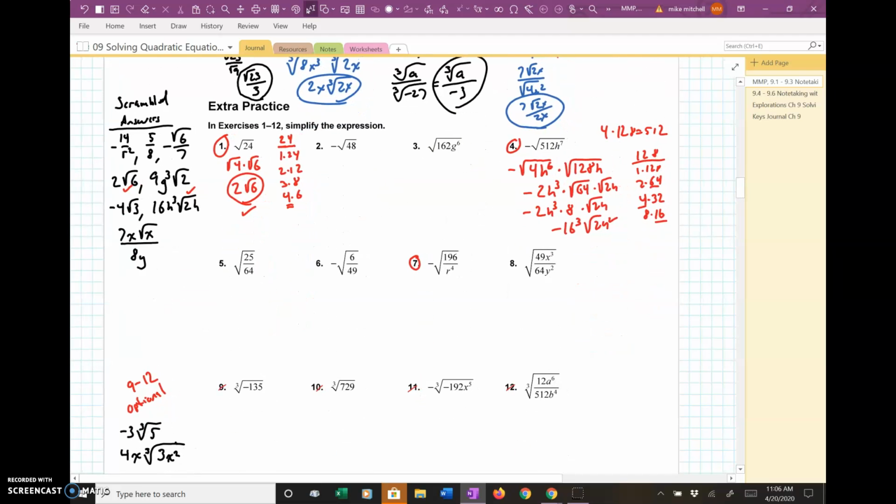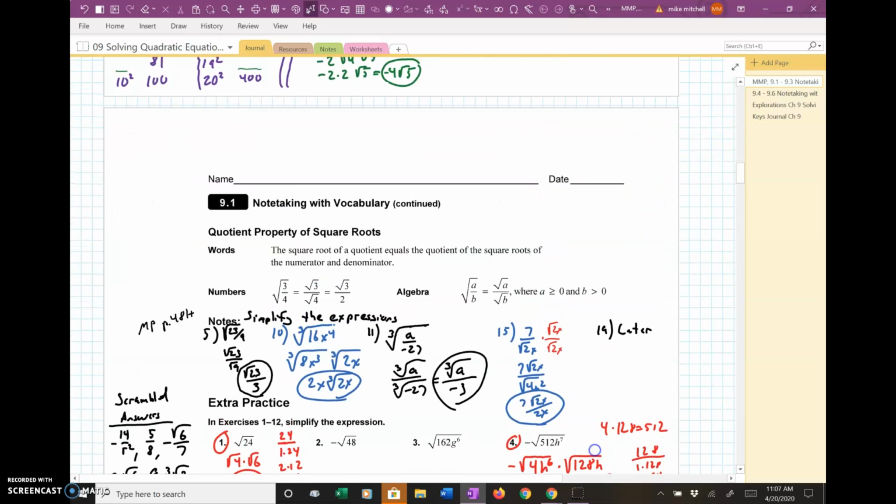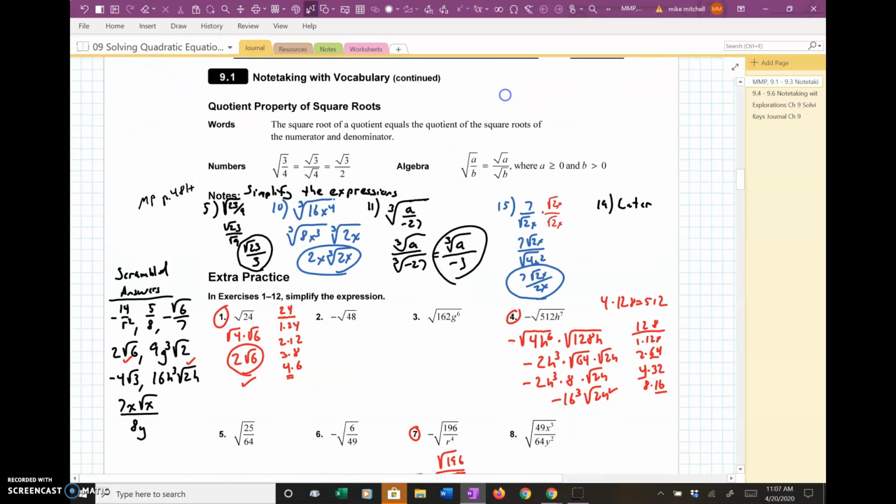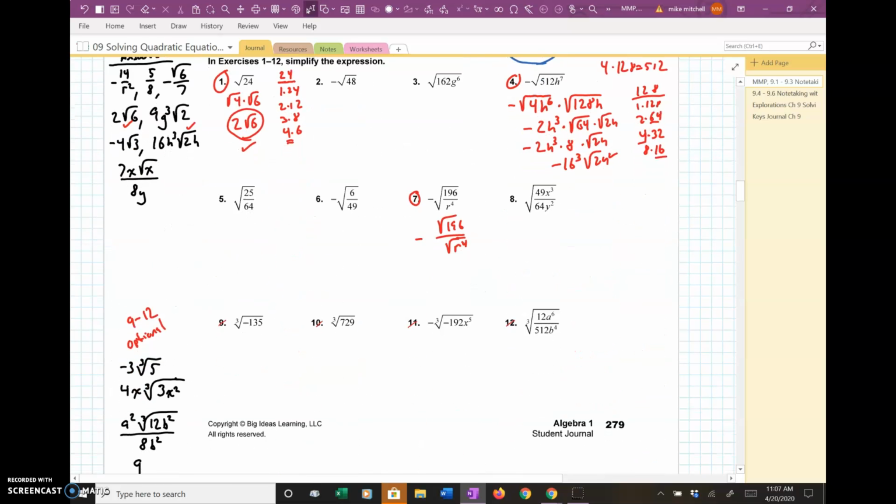Down here, I can break this up too. I can go square root of 196, oops, get my negative out front, over square root of r to the 4th. Well, 196, that's just one of our perfect squares that we had up here. 196, that's 14 from our missing pattern there. So that's just going to be, oops, that's my negative sign, not an equals. So that's just going to be negative 14.